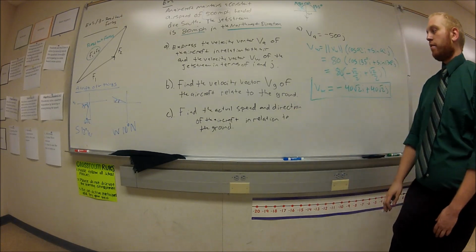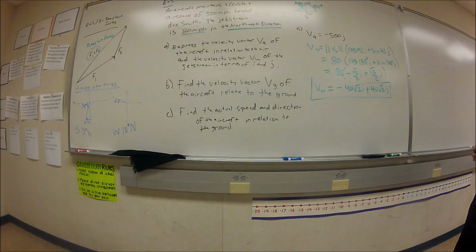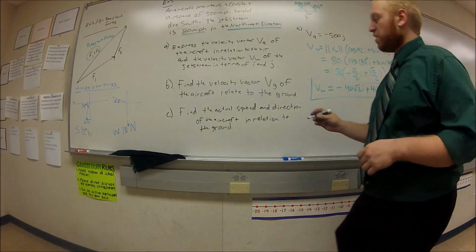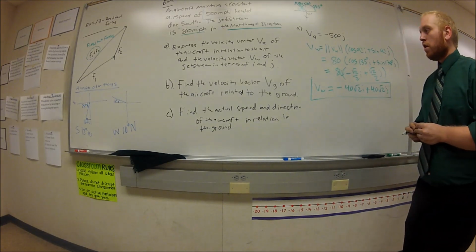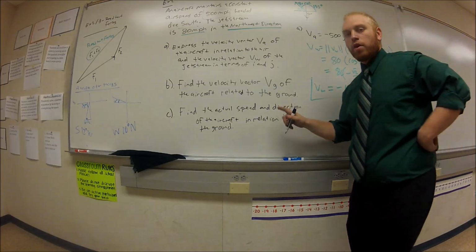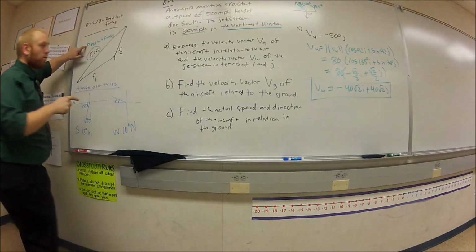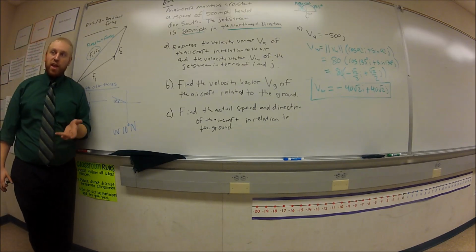Now for part B. Find the velocity vector V sub g of the aircraft related to the ground. Now wait a minute. If it's the velocity vector V sub g of the aircraft that's related to the ground, then we're going back to here. This is the resultant forces one, because we need to know how much the wind is acting on our plane.